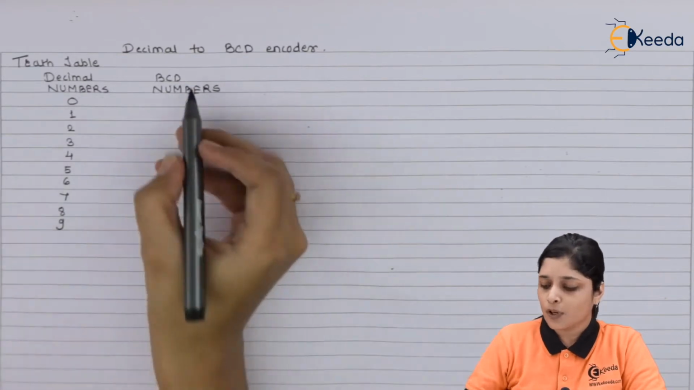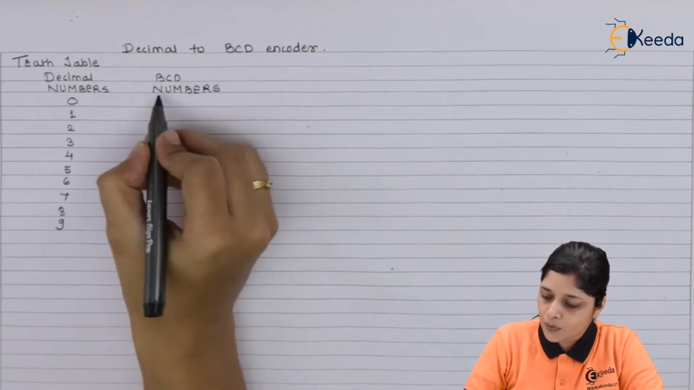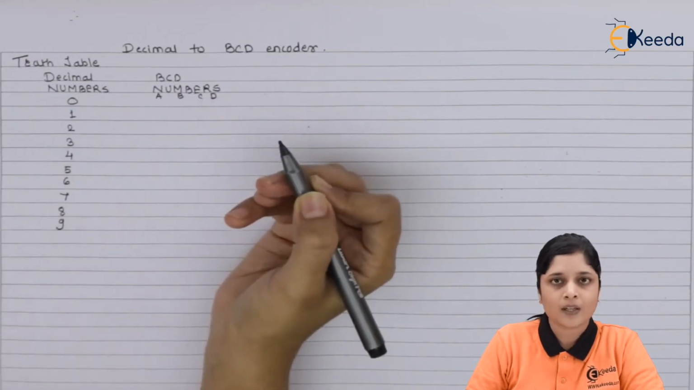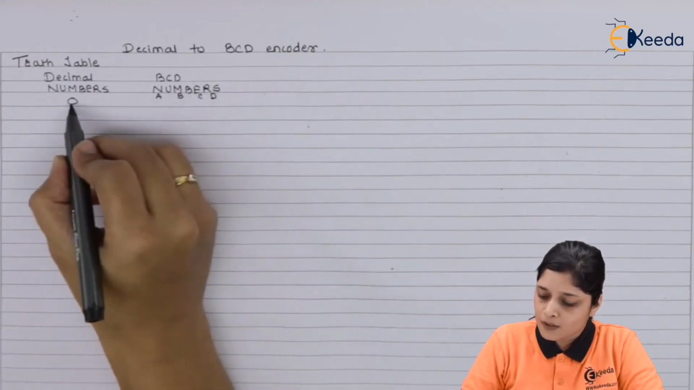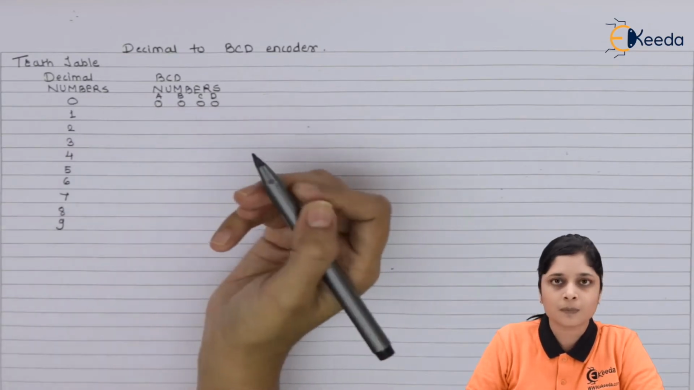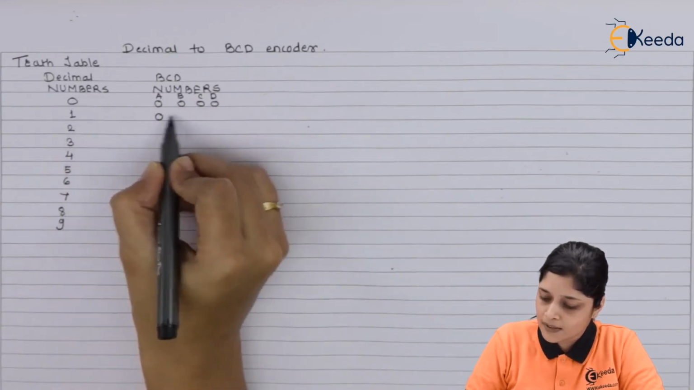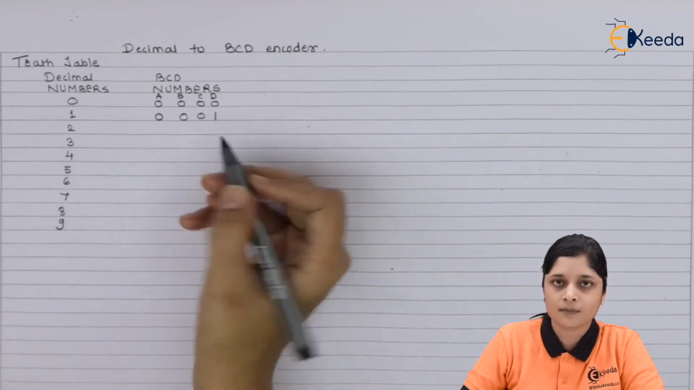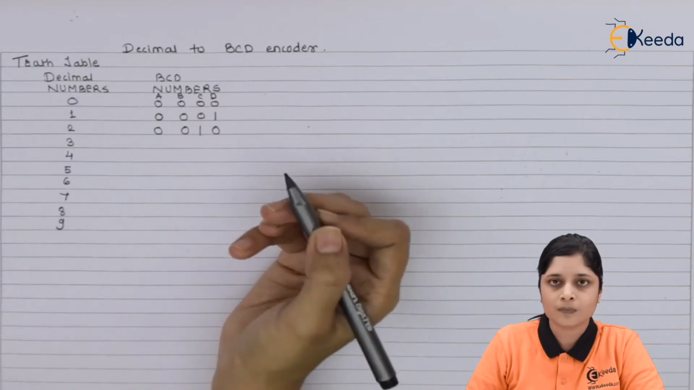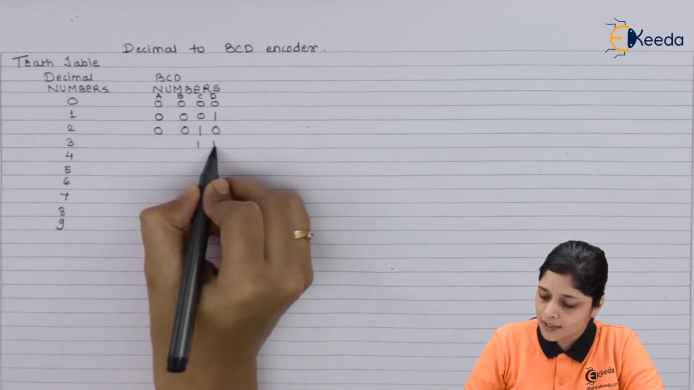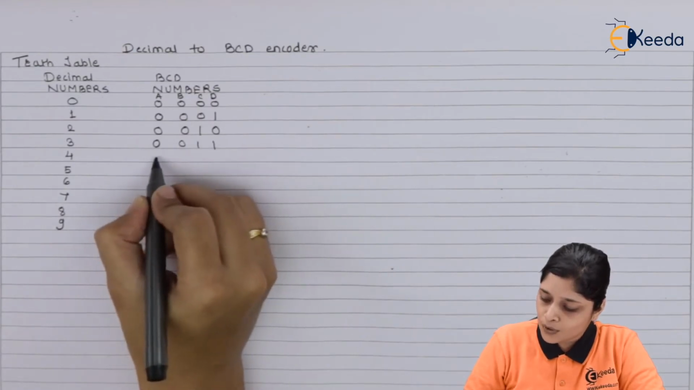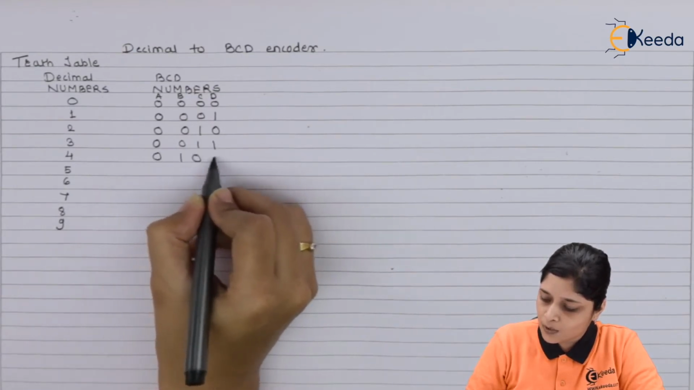Now, for the BCD numbers, you require here what? A, B, C, D are the 4 bits. So, 0 is represented as 0, 0, 0, 0. 1 is represented as 0, 0, 0, 1. Then 2, 0, 0, 1, 0. For 3, you will write here 0, 0, 1, 1.